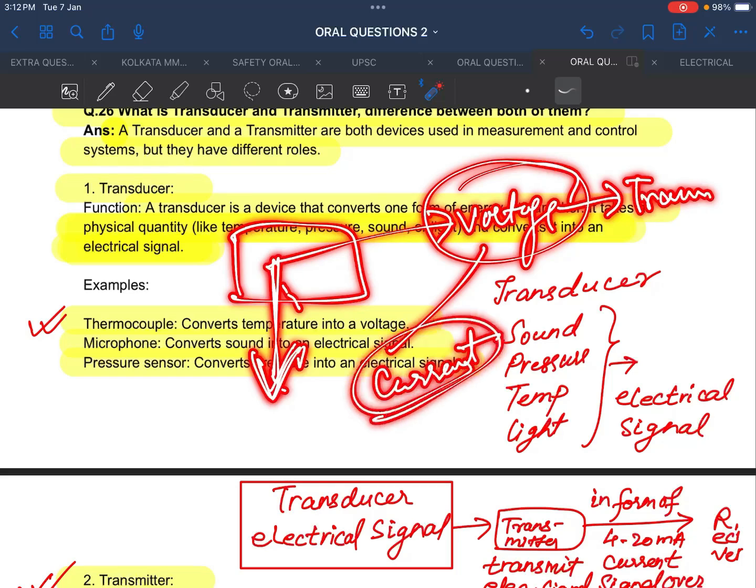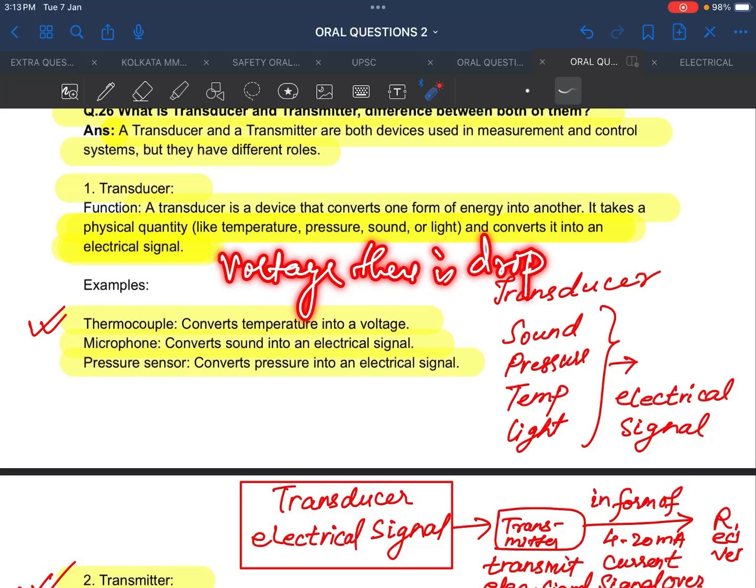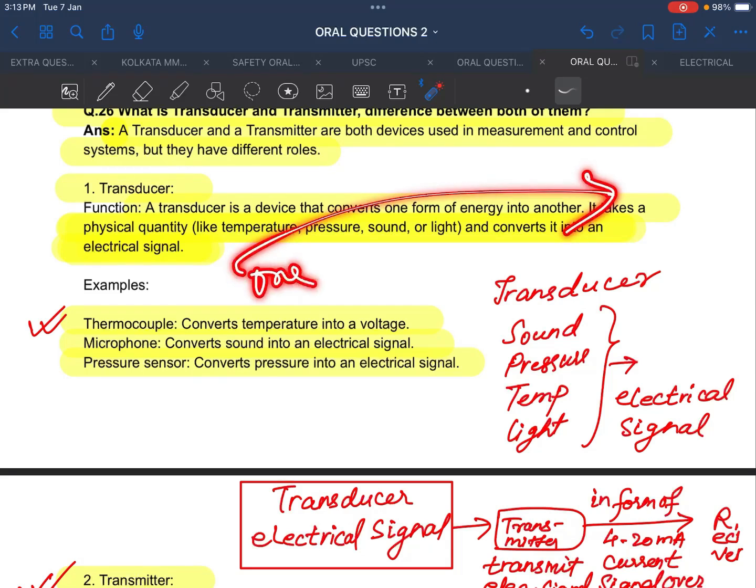Why are we taking current? Maybe the surveyor will ask why we take current and not voltage. Because in voltage there will always be a drop, due to resistance. The cable has some resistance, and over a long distance some voltage will drop. But with current, there is no drop. It will directly transfer the signal from one place to another place, in the current form, 4 to 20 milliampere.